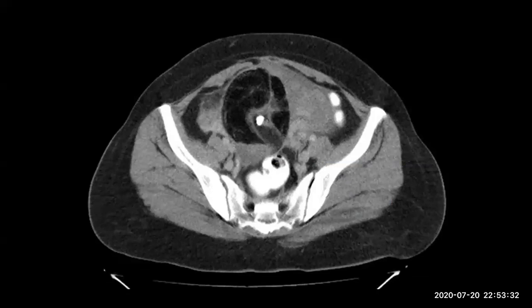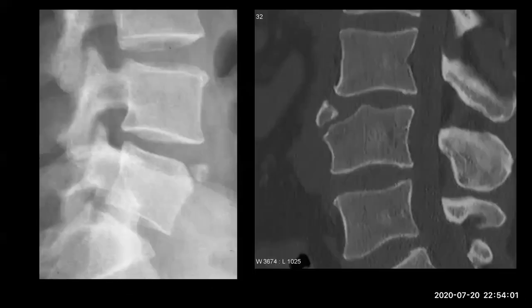Spot diagnosis here. Teratoma. Dermoid cyst. Dermoid cyst, teratoma. Okay, very good. What are the components of tissue here? Fat density tissue, soft tissue, and calcification. Okay, very good. Next case.